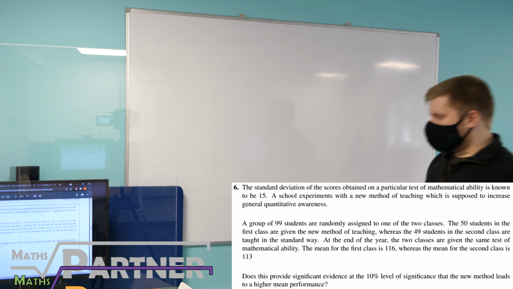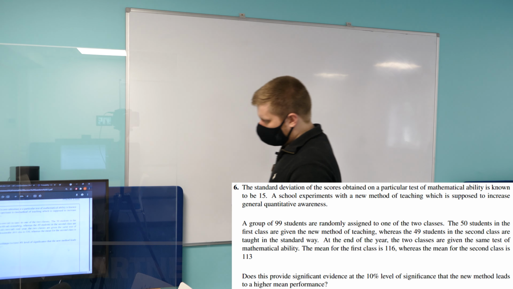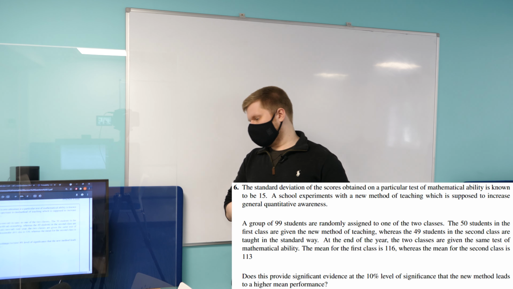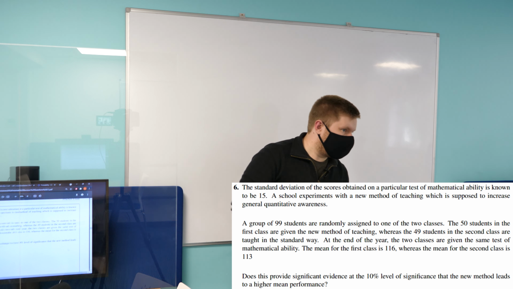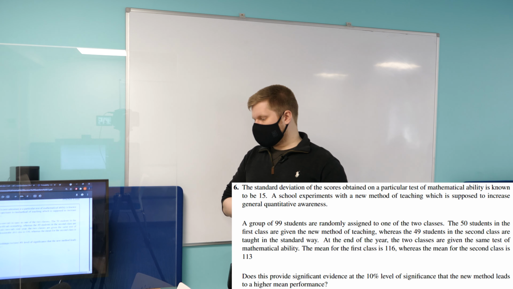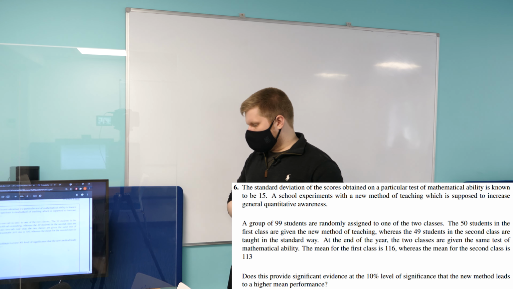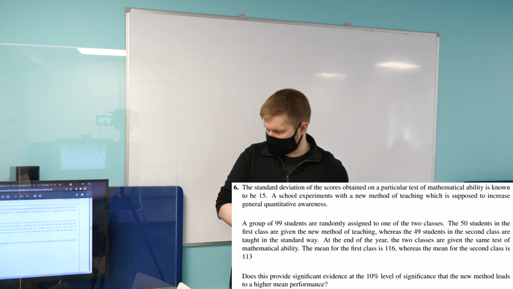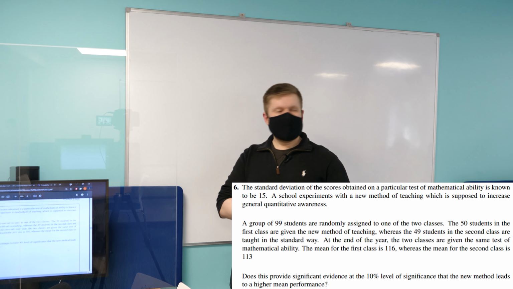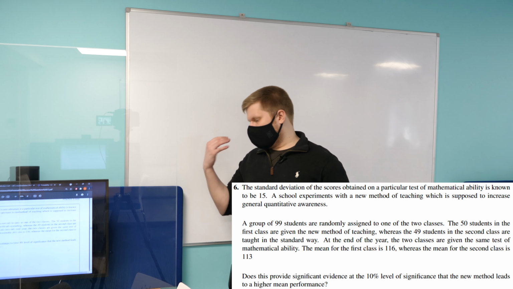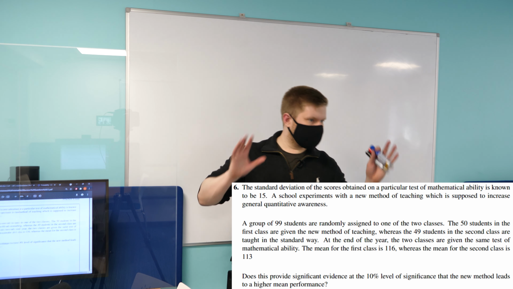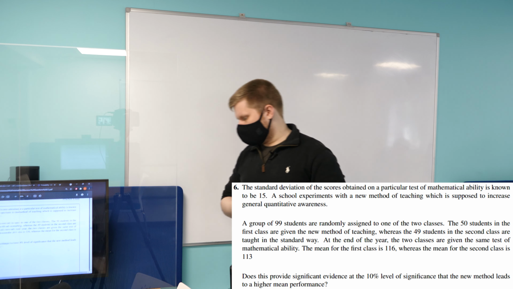Okay. So we've been told that the standard deviation of the scores obtained in a particular test of mathematical ability is known to be 15. Okay. A school experiments with a new method of teaching which is supposed to increase general quantitative awareness. A group of 99 students are randomly assigned to one of the two classes, with 50 going to the first class where the new method of teaching is taking place, and the remaining 49 students are sent to the second class, same way of teaching, so it's taught in the traditional way.